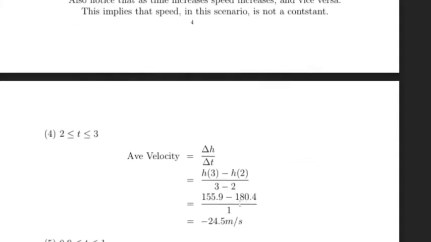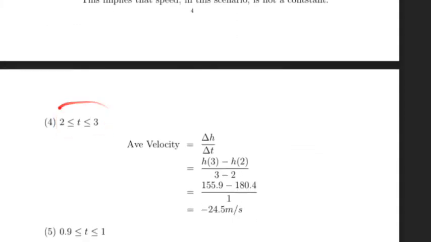Now, we also did it for 2 to 3 seconds. Not even so sure why I plugged that one in there, but at 3 seconds minus 2 seconds, we get negative 24.5 meters per second as the average velocity in that time period.